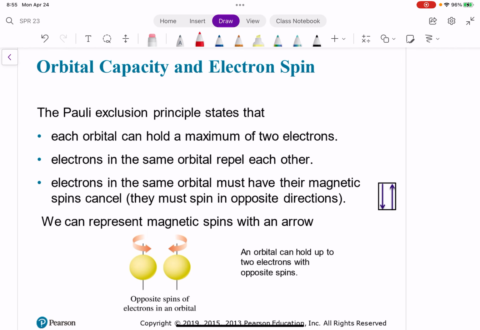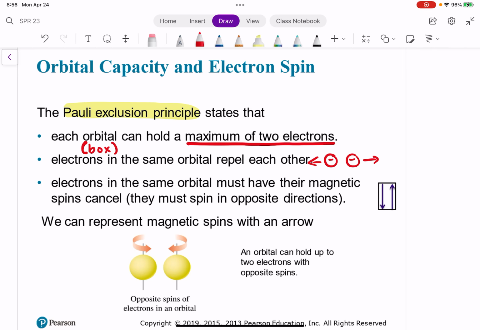All right, so orbital capacity and electron spin. There's something called the Pauli exclusion principle. This states that each orbital can hold a maximum of 2 electrons. Okay, we talked about that a little bit before. Each orbital, remember those are those boxes, so I'll maybe put box. Electrons in the same orbital repel each other. Remember, if you've got 2 negative charges next to each other, they're going to want to get as far away from each other as they can. They don't like being next to the same charge.